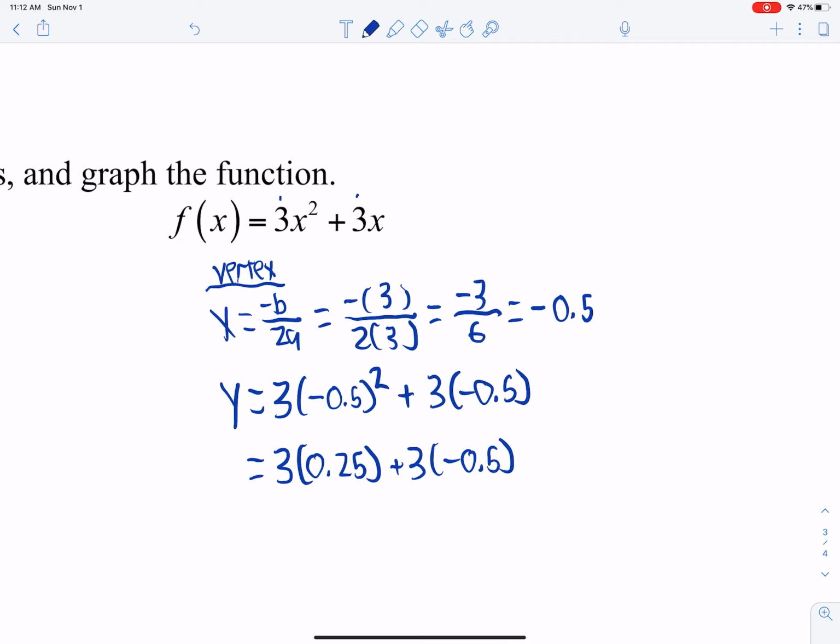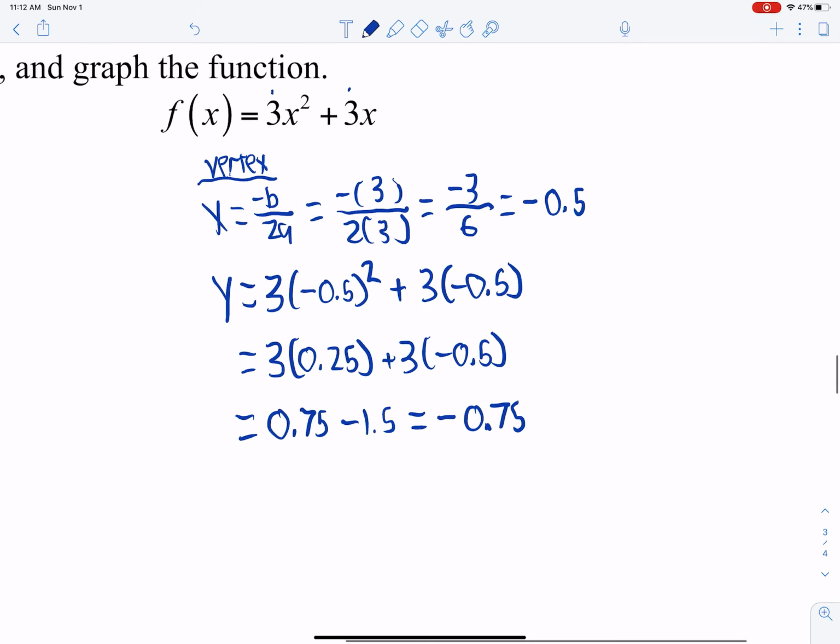Next, we do the multiplying. 3 times 0.25 is 0.75. 3 times negative 0.5 is minus 1.5. So here we end up with negative 0.75. So in terms of our vertex, we have negative 0.5 for x, negative 0.75 for y.